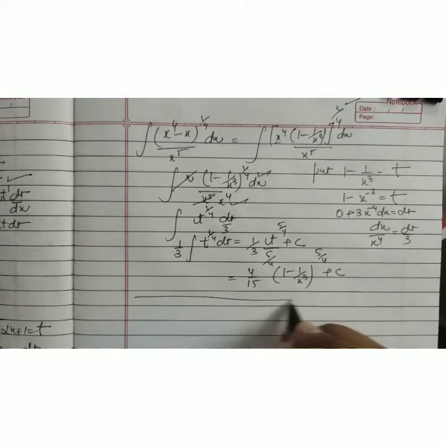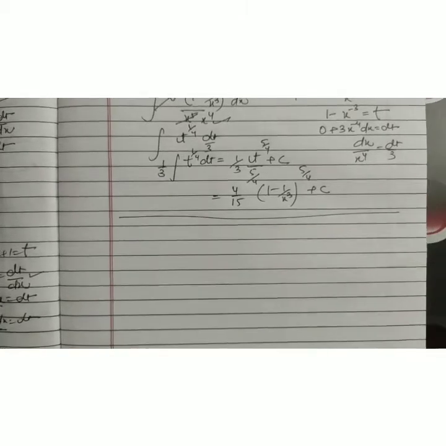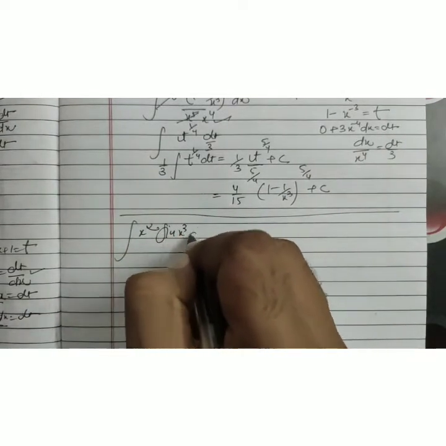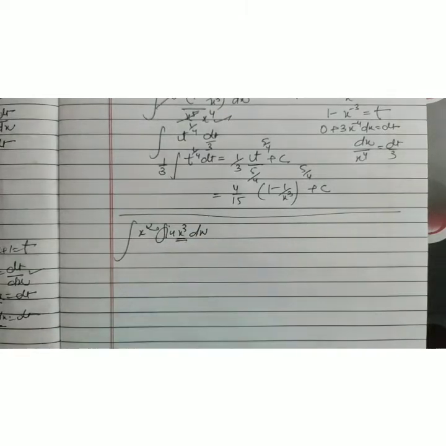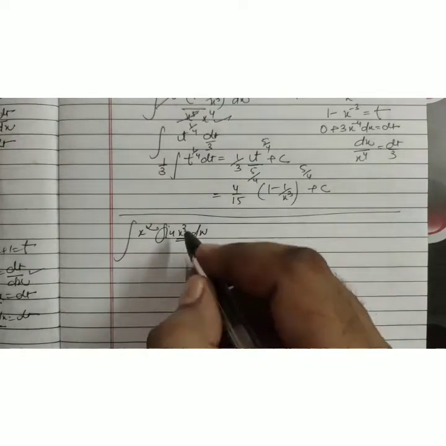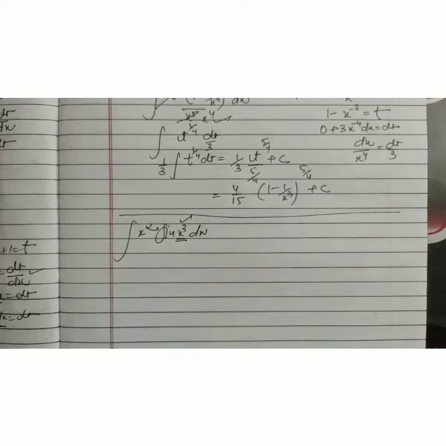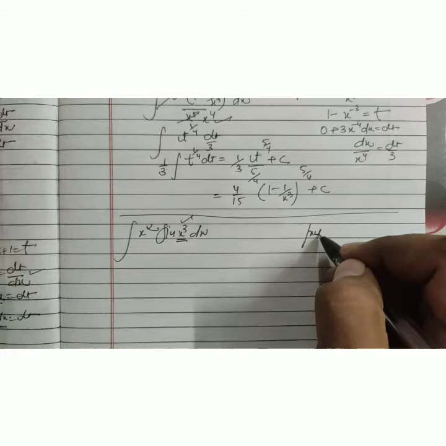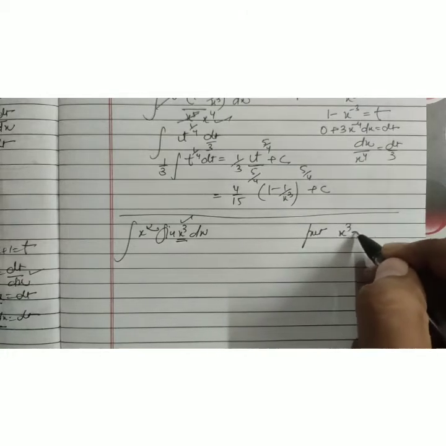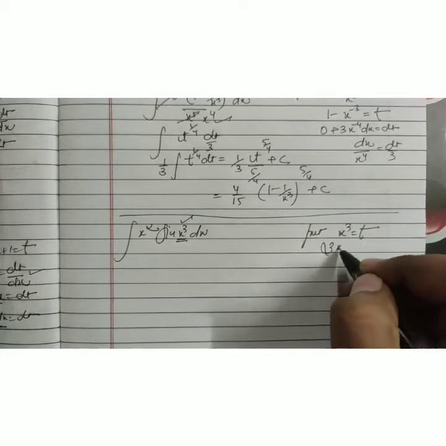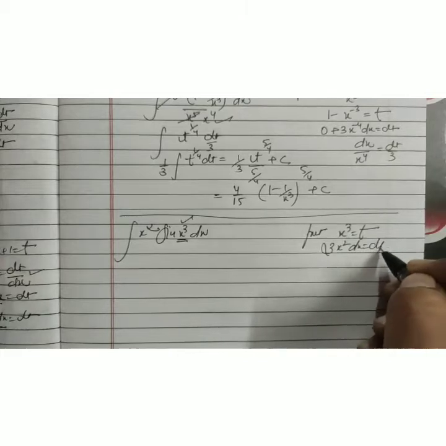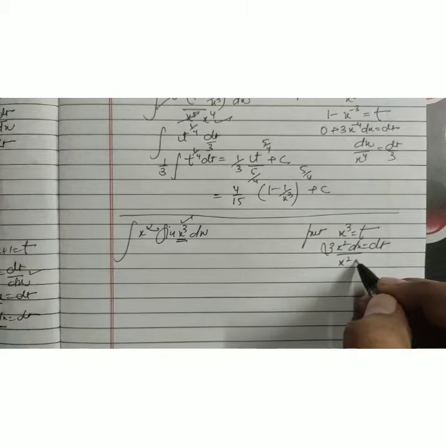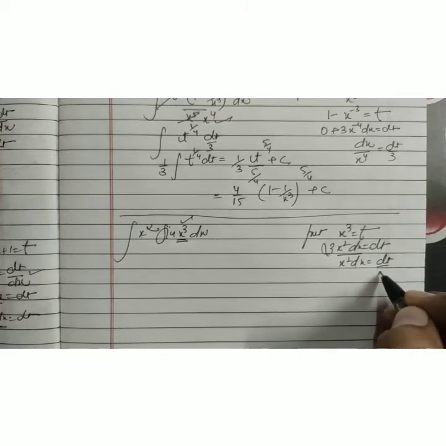Another type we are going to take here. For example, we have x² sin(x³). In case of a trigonometric function, always remember the angle should be a linear function. If it is other than linear, then we choose it as a substitution, t. The derivative of x³ becomes 3x² dx equals dt. We have just x² dx, so getting the value of x² dx from here, it becomes dt by 3.